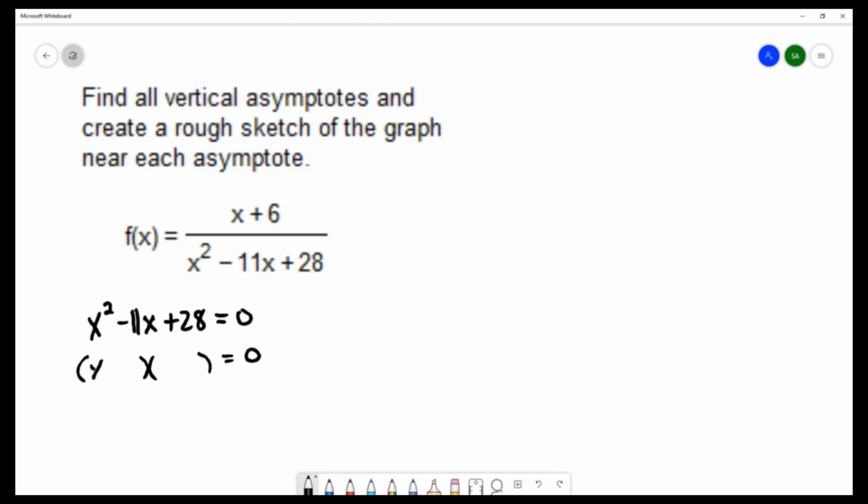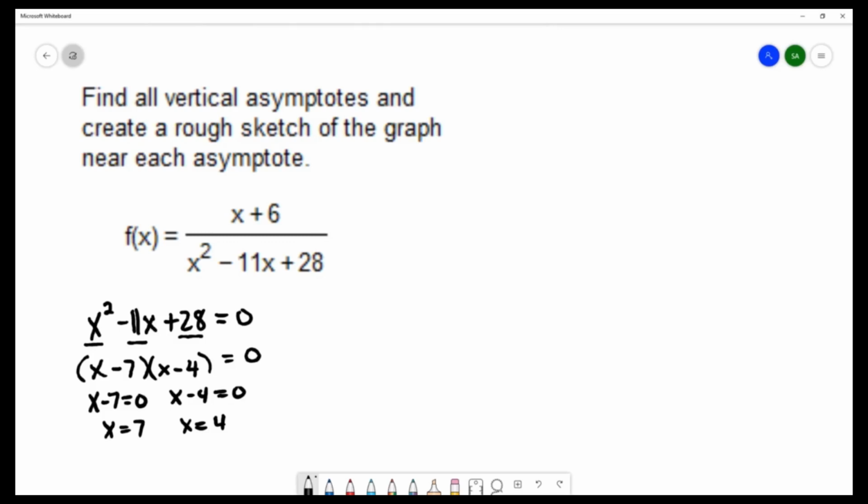X times x would give us the x squared. 7 times 4 will give us 28. And we need both of these to be negative to create that negative 11 in the middle. And we can set each of these factors equal to 0. And that gives x equals 7 and x equals 4. So this rational function has some restricted values at 7 and 4.